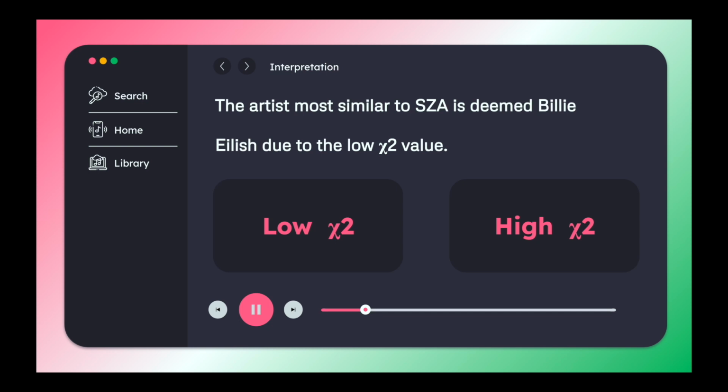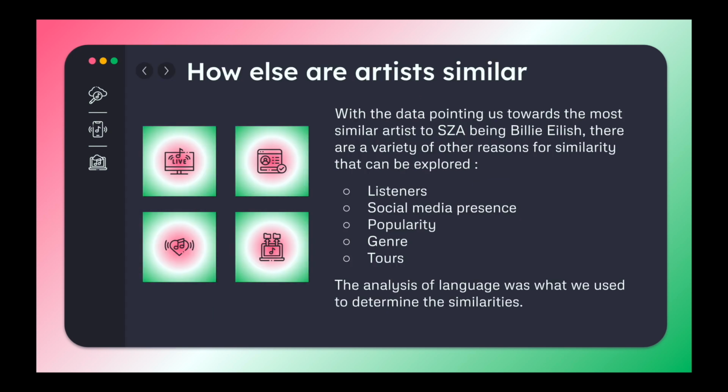On the other hand, a high chi-squared value means that there is a higher difference between the articles' language used when discussing the two artists. Therefore, SZA is less similar to Lady Gaga and Ice Spice because the chi-squared value is higher than Billie Eilish's. While our data points to the fact that SZA and Billie Eilish are the most similar artists, there are a variety of other reasons for similarity that can be explored. For example, listeners, social media presence, popularity, genre, and tours.